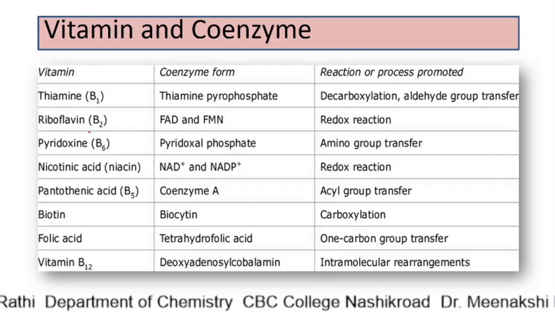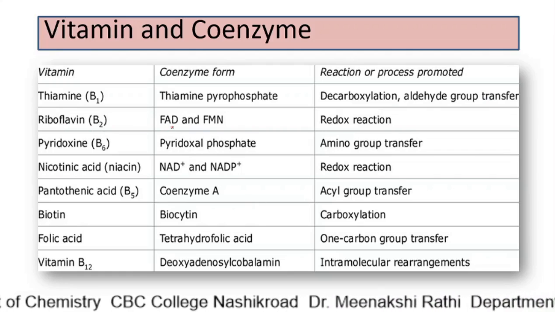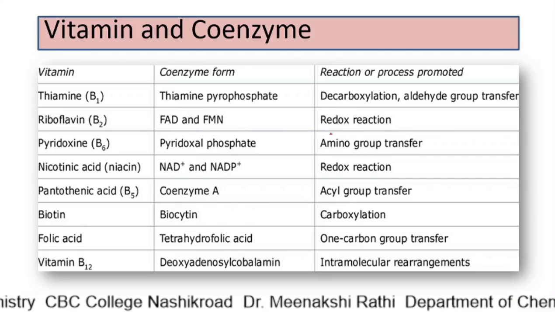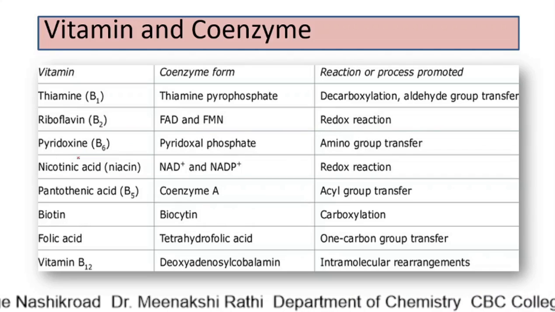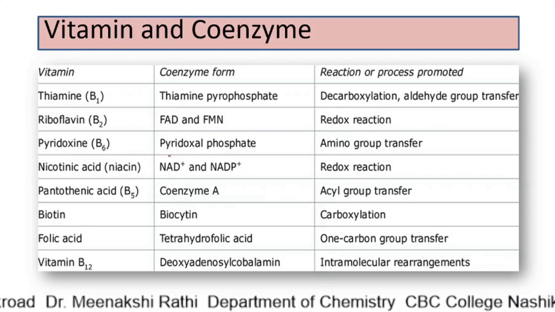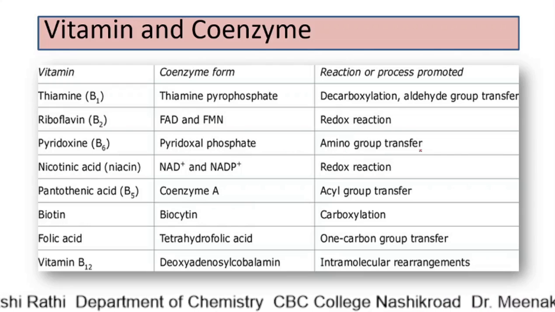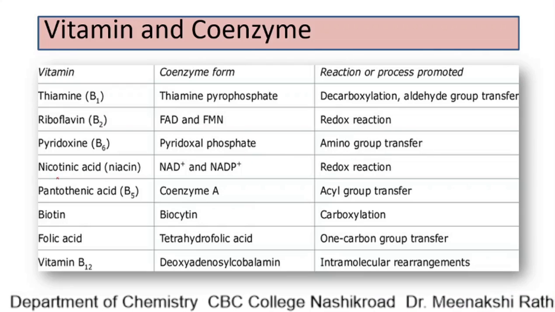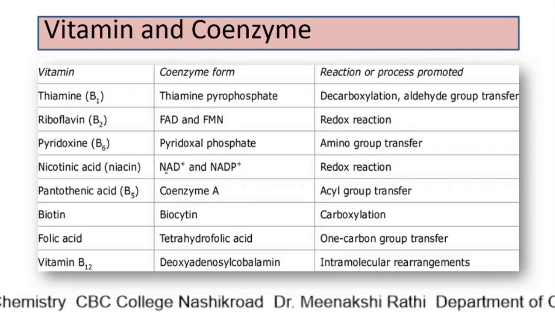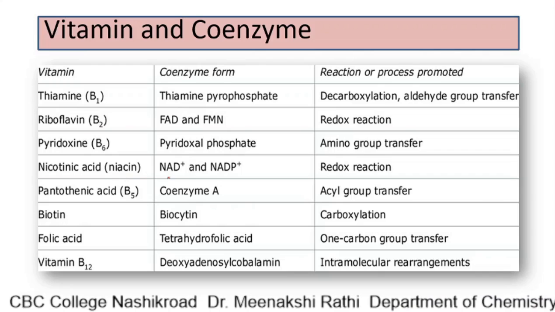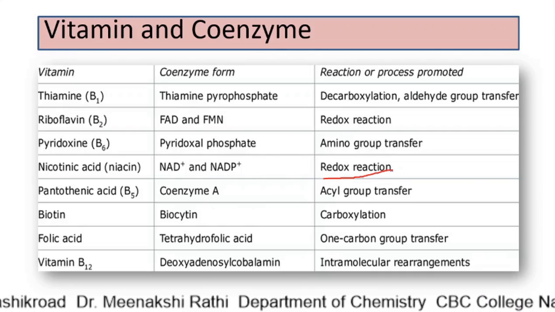Another is riboflavin, that is B2. There are two coenzymes, FAD and FMN, and it takes part in almost all redox reactions. While pyridoxine or vitamin B6, its coenzyme is pyridoxal phosphate and it takes part in amino group transfer reactions. Nicotinic acid, vitamin B3 or niacin, its coenzymes are NAD plus or NADP plus. It also participates in redox reactions.